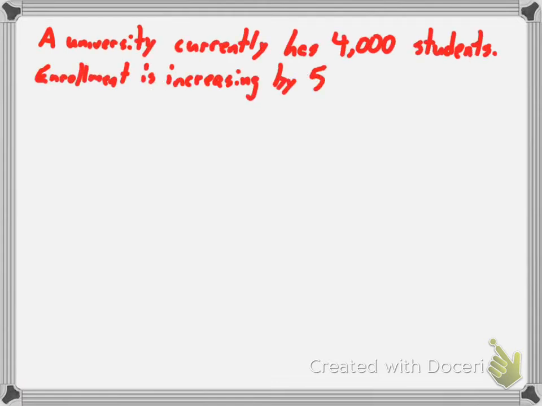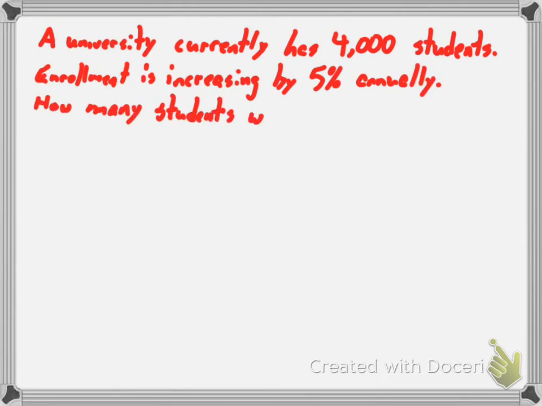We looked at this one in class, I believe. A university currently has 4,000 students. Enrollment is increasing by 5% per year, or annually. How many students will enroll in 5 years?